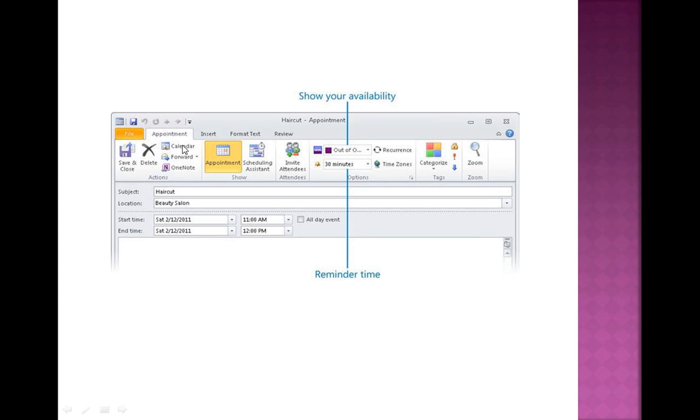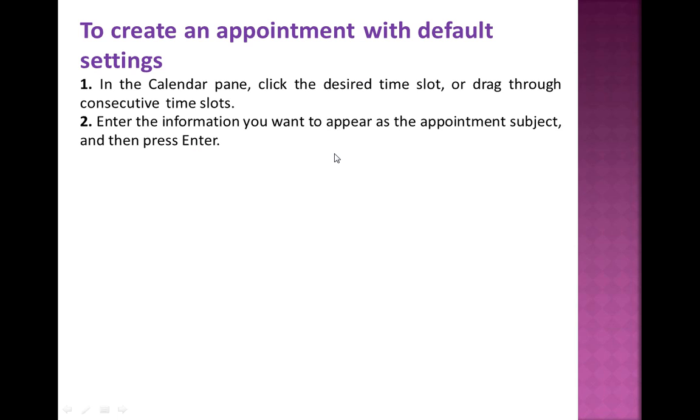This is the appointment box. Click on the appointment. This is the subject, haircut, location, beauty salon. It means I have taken an appointment for a haircut at the beauty salon. Saturday, the timing is 11 AM to 12 PM, which means the starting time is 11 and the duration is 1 hour. This is the reminder time. This reminder will pop up after every 30 minutes.